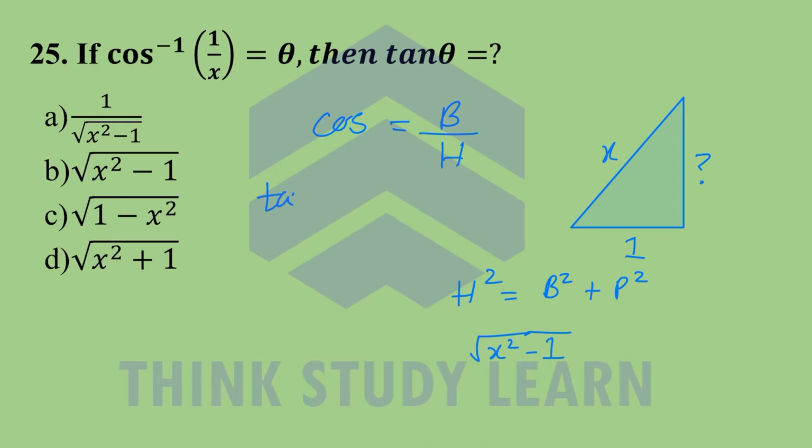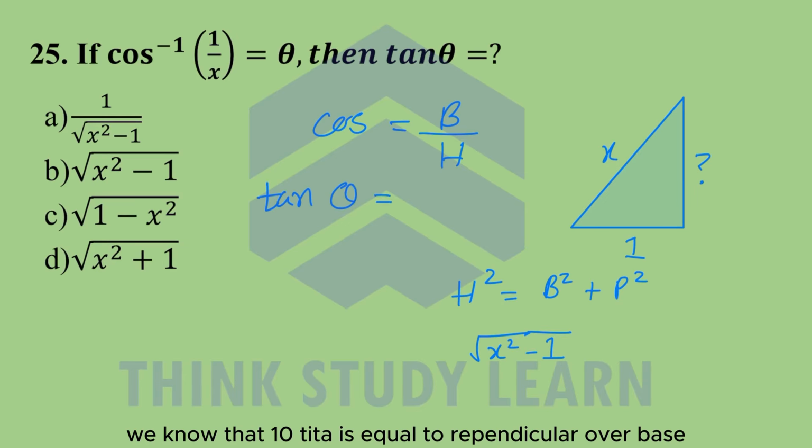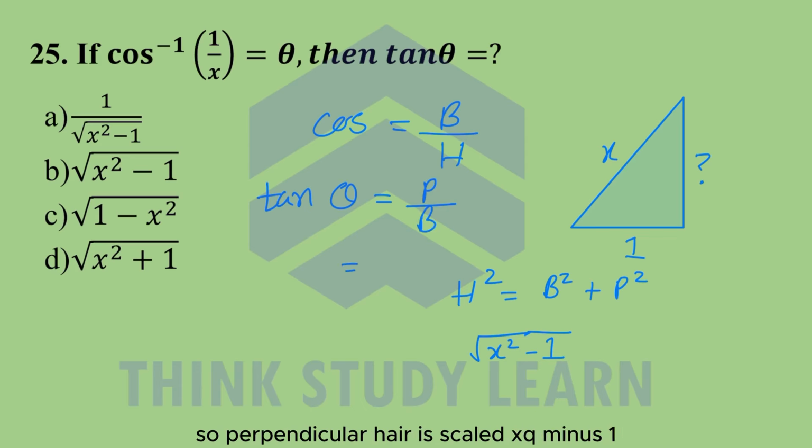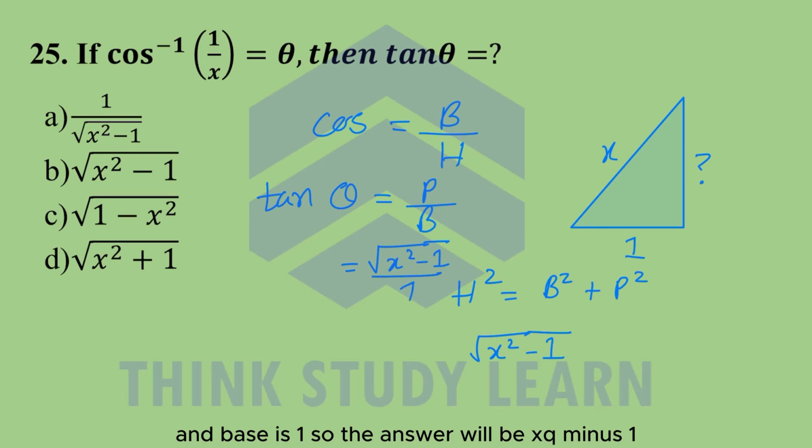So we know that tan theta is equal to perpendicular over base. So perpendicular here is square root x square minus 1 and base is 1. So the answer will be x square minus 1 under root. B option is the right answer.